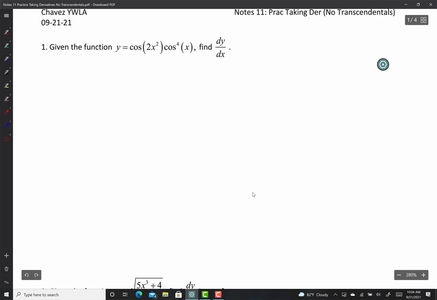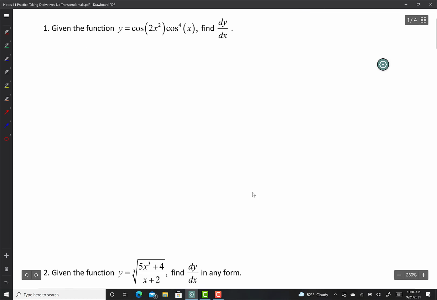So question number 1. It wants the derivative. Notice that I have a lot going on. I have to do product rule in combination with chain. So hopefully by now you're getting pretty close to being pros. So here we go.